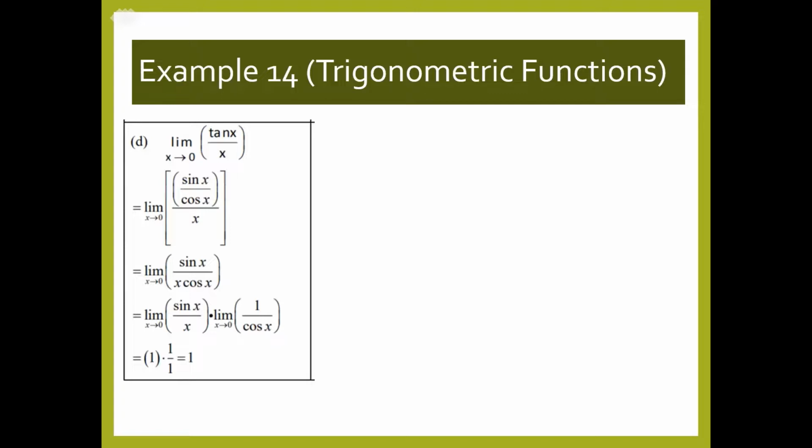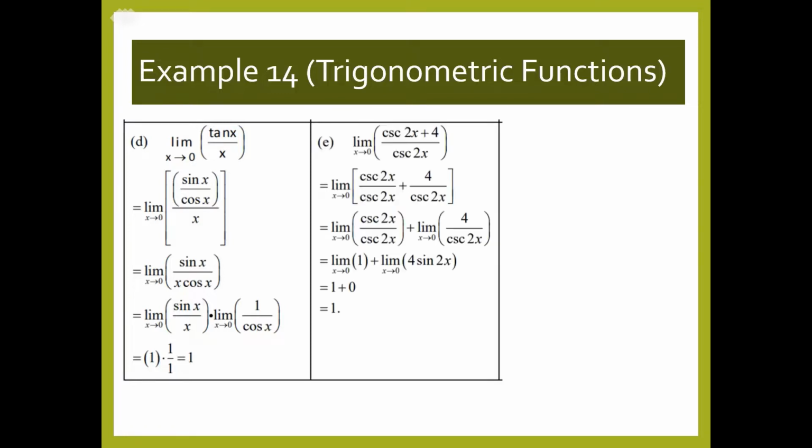Next, for d, replace tangent x with sin x over cos x. Then, split the function into two, first with sin x over x and second with 1 over cos x. By using the first property and replace x with 0, then simplify, you will get 1 as the answer.